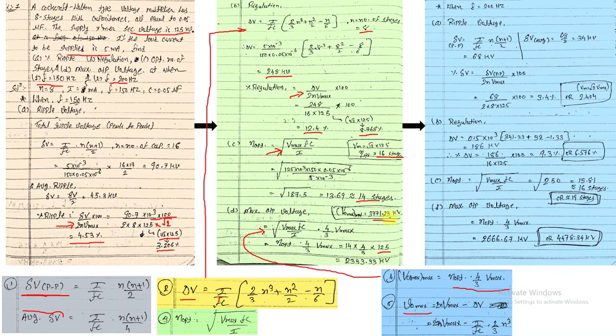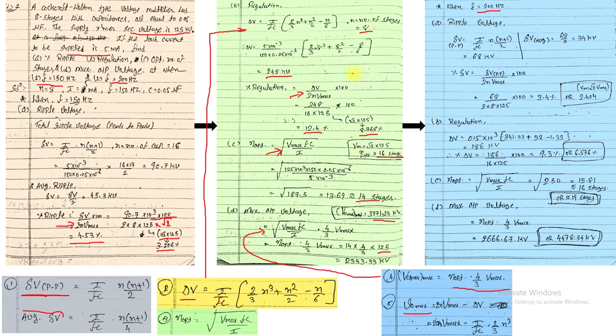Similarly, you can also calculate for when the frequency is 200 Hz. When the frequency is 200 Hz, the percentage ripple is 3.4% or 2.4%. Percentage regulation is 9.3% or 6.5%. Optimum stage is either 16 or 19, and the maximum output voltage is 2666.67 kV or 4478.34 kV. So here you can see that if we increase the frequency, the percentage ripple as well as the voltage drop get reduced.